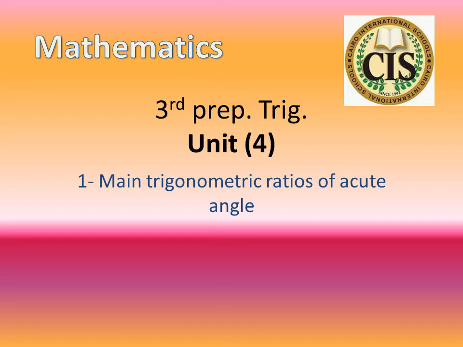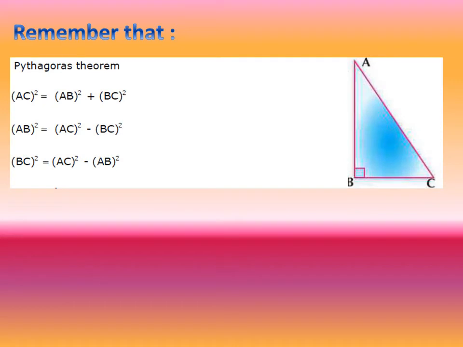Trigonometry, Unit 4, Main trigonometric ratios of acute angle. Remember the Pythagoras theorem: if triangle ABC is a right-angled triangle at B, then AC squared equals AB squared plus BC squared. AB squared equals AC squared minus BC squared, and BC squared equals AC squared minus AB squared.